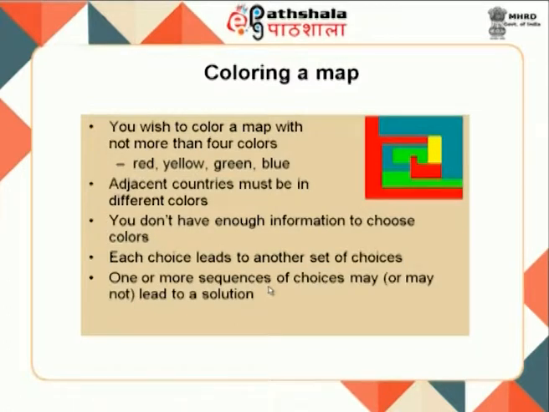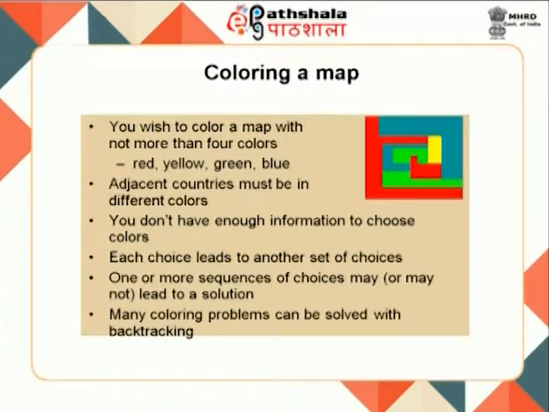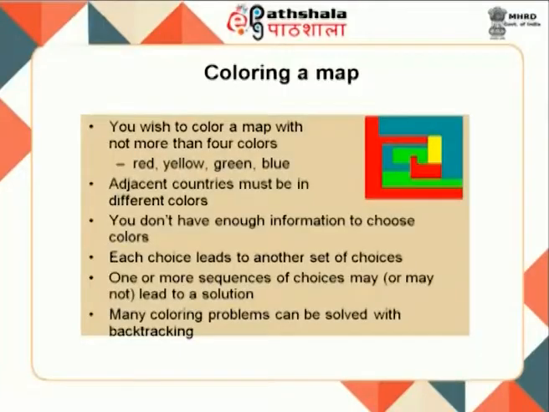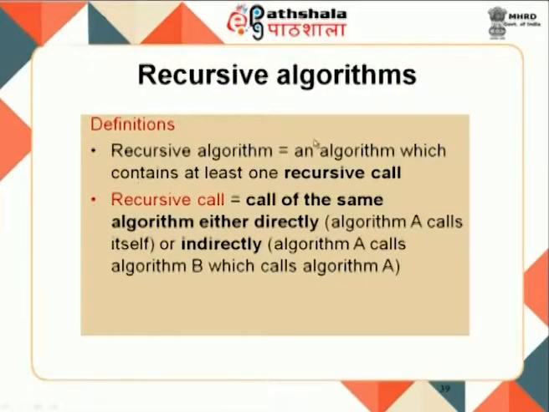So, one or more sequences of choices may lead to a solution or may not, we do not know, but we have to try. Many coloring problems can be solved with backtracking. You take a choice, then you find that you cannot proceed, that choice was wrong, so you go back and choose another color. Now, the solution to the problem depends upon the adjacency of the components of the map.